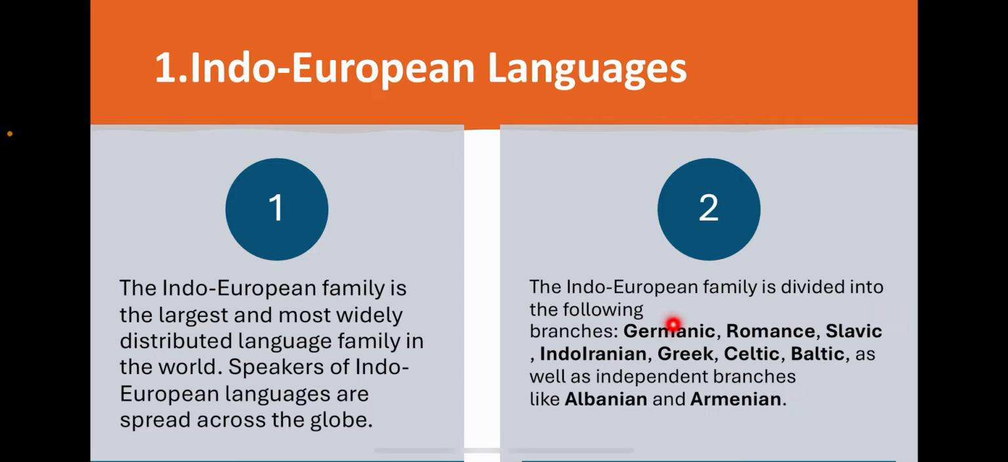So the Indo-European family is divided into the following branches. We have Germanic, Romance, Slavic, Indo-Iranian, Greek, Celtic, Baltic, as well as independent branches like Albanian and Armenian. So these are the branches of which language family? The Indo-European language family.